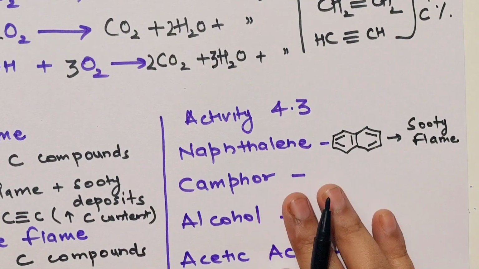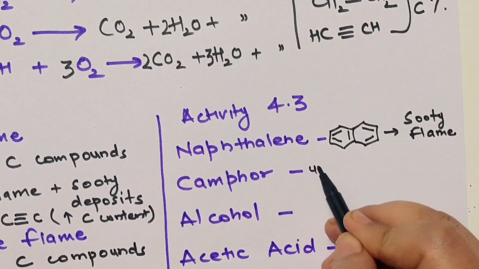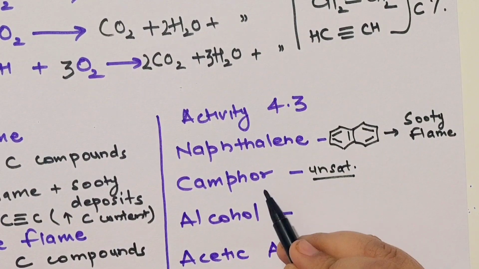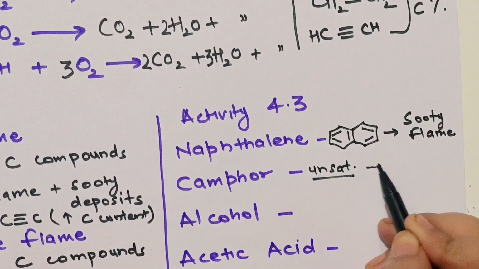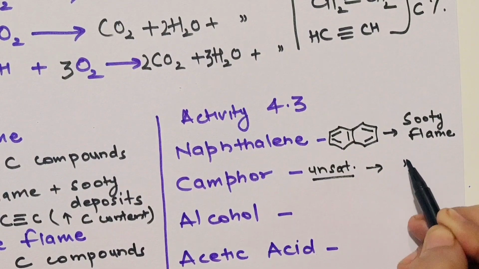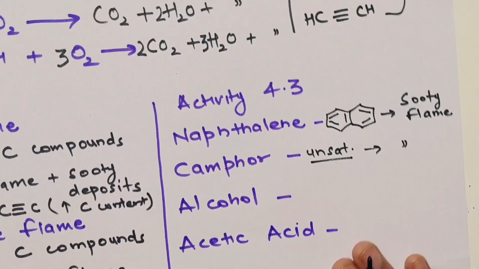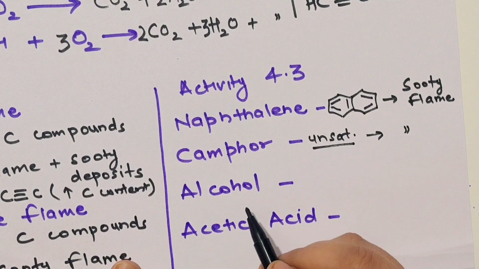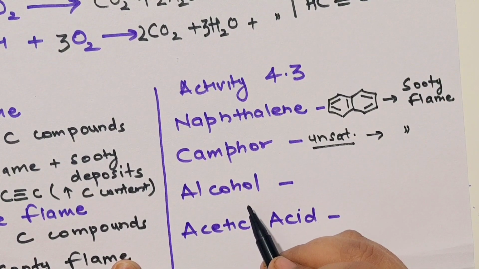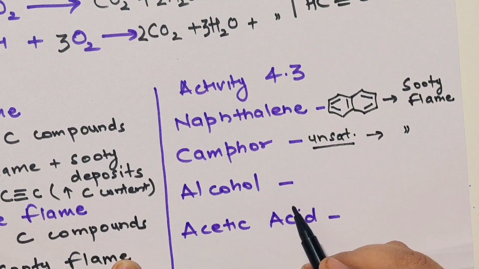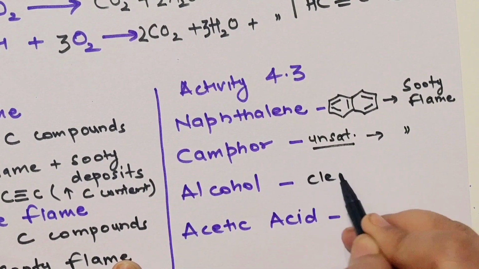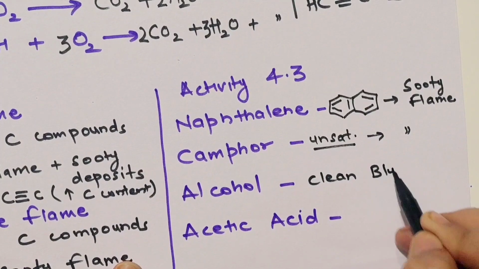Camphor is also unsaturated. No need to know the formula, just know that it's unsaturated. If it's unsaturated, then this also will burn with sooty flame. Alcohol, as long as it's a saturated alcohol, that means no double bonds in the alcohol, it's going to burn with clean blue flame.